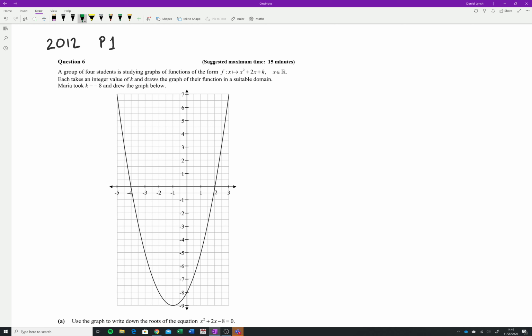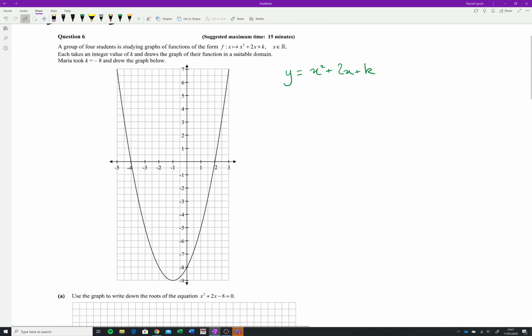It says a group of 4 students is studying graphs of functions in the form y equals, we can call that if we want to, x squared plus 2x plus k. Each takes an integer value of k, so a whole number value, puts it in for k, and draws the graph of their function in a suitable domain. Maria took k equals -8 and drew the graph below. So use the graph to write down the roots.